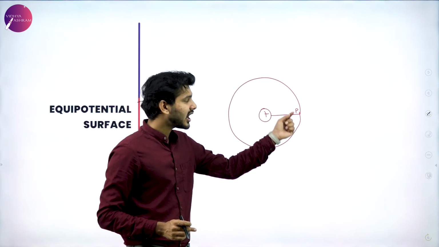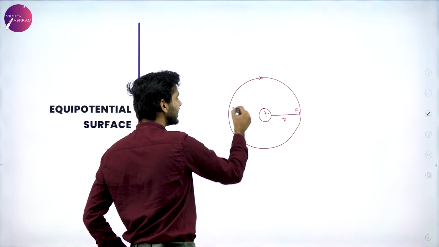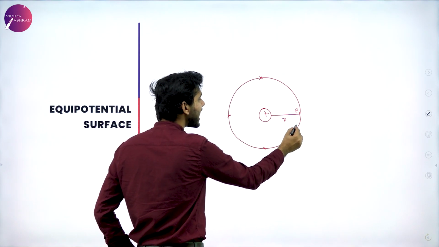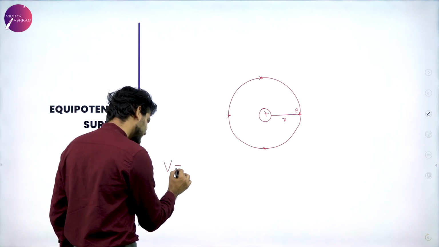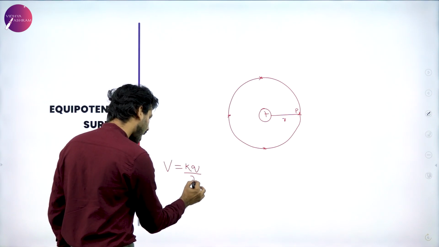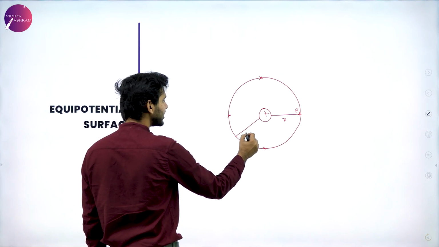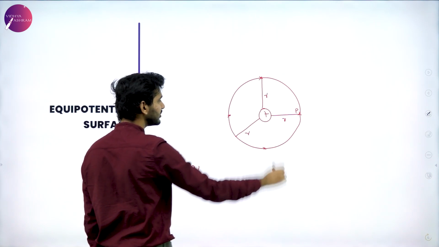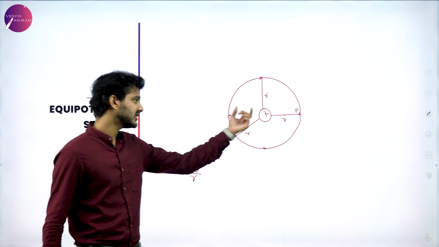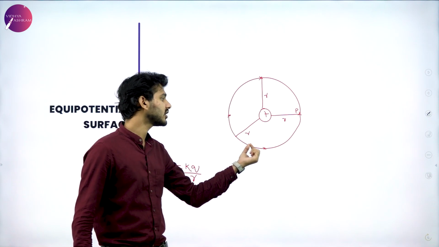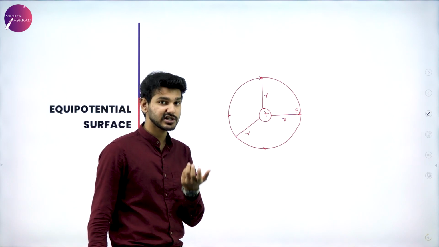Then if it is at r distance away from the center, we can say that every point along this circle will have equal potential. How do we know that? We know that because V is equal to KQ divided by R. Since R is not changing here, from here to here it will also be R, from here to here it will also be R. Since R is not changing, V will not change, which means that for this particular charge, along this surface the potential will be equal, and that is known as an equipotential surface.